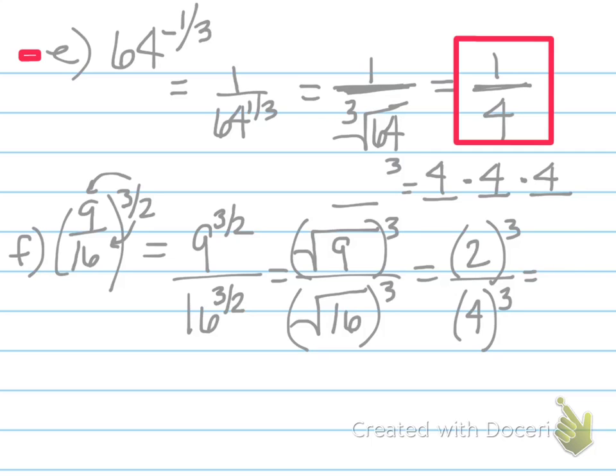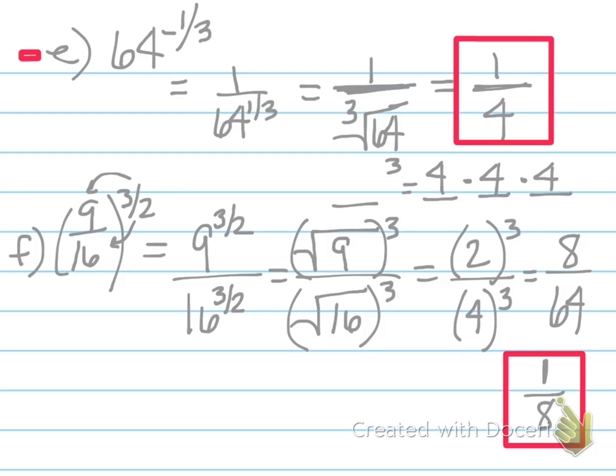So 3 to the third power is 27. 4 to the third power is 64. So I think I actually had that wrong on my review sheet. Yeah, okay, so the answer for F is 27 over 64.